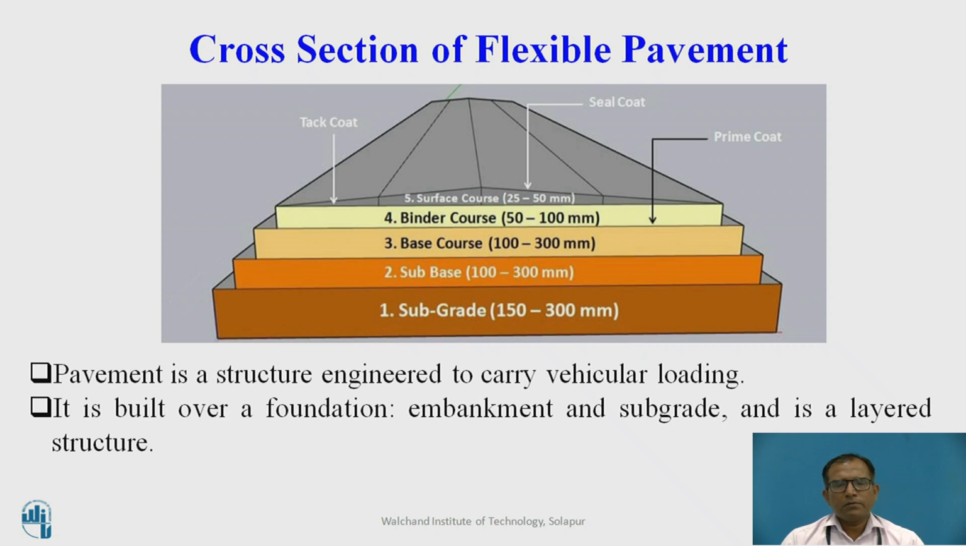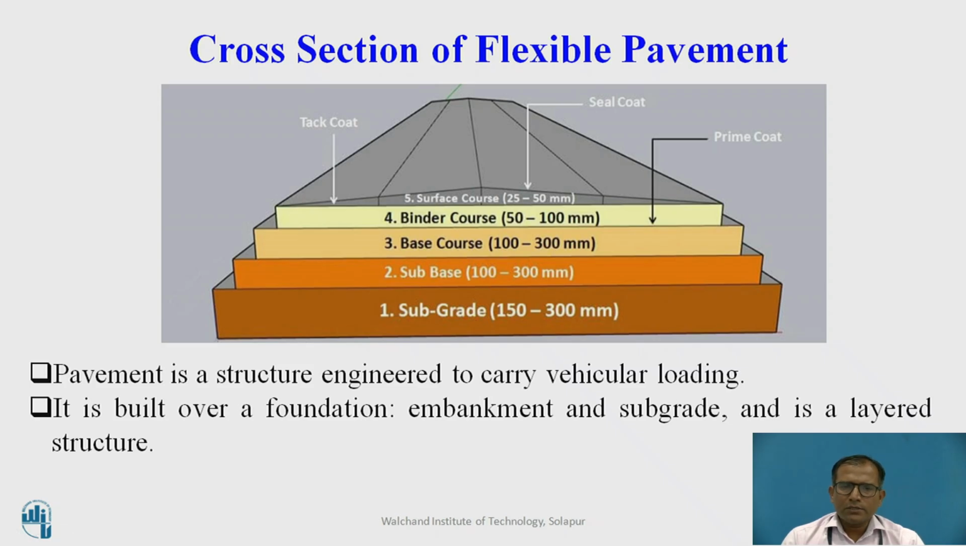Before we go into the design of flexible pavement, we'll understand the different layers of flexible pavement. Right from the subgrade, below the subgrade we have embankment also. Depending upon the topography, there may be embankment of infinite thickness. Next we have the subbase, that is a granular subbase, which is a drainage layer. The thickness is in the range of 100 mm to 300 mm.